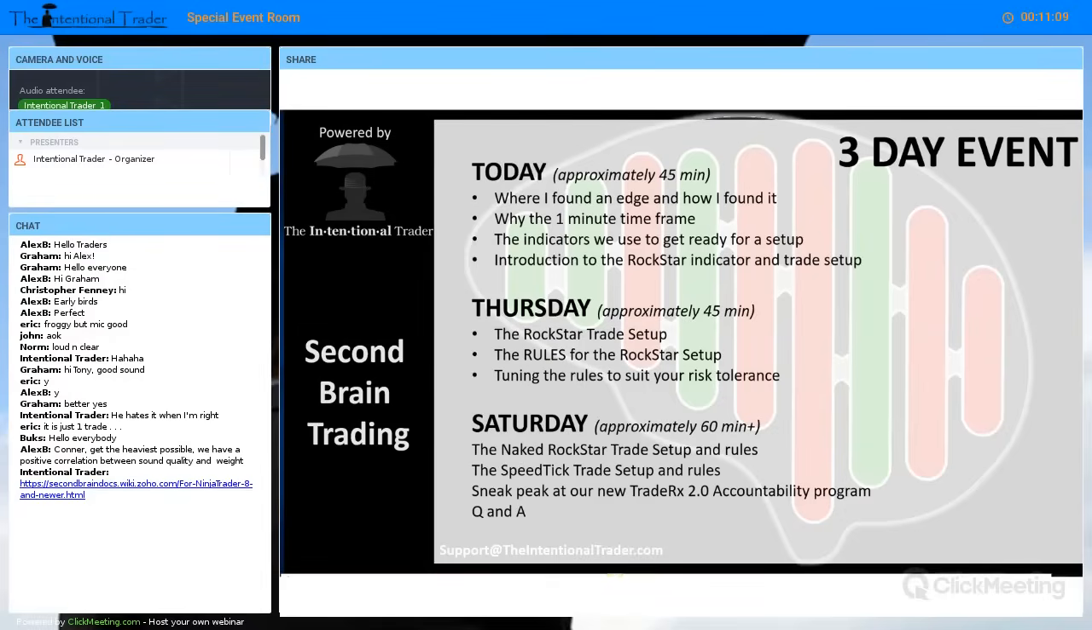Okay. And then Saturday, we will talk about the Naked Rockstar trade setup and the rules, and also the speed tick trade setup. We're also going to take a quick sneak peek at our new Trader RX accountability program. We had what we called our Trader RX program previously that was a full mentoring program. Okay, and it being a mentoring program, that means your mentor devoted an awful lot of time to helping you. We've retooled that program so that it's not so much a mentoring program.